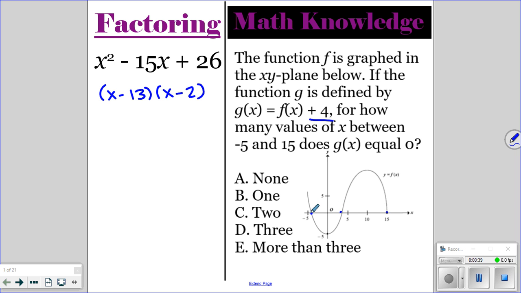But whenever we shift the graph up of f of x, this is f of x. And whenever we take it and pull it up 4, which will put it about right there, this one on the right is no longer going to be touching the x-axis, so it's not going to be equal to 0. But it's still going to be these two. So it'll be at 2 places.